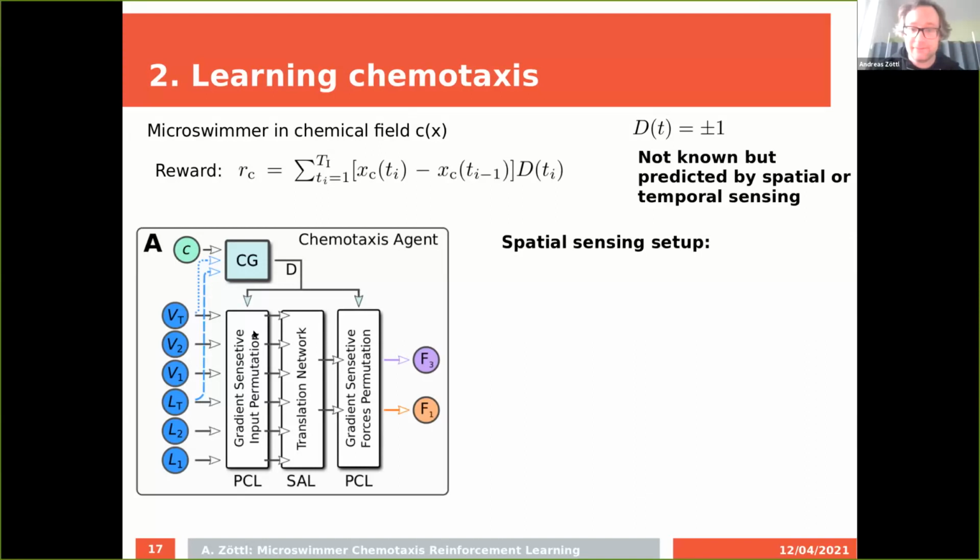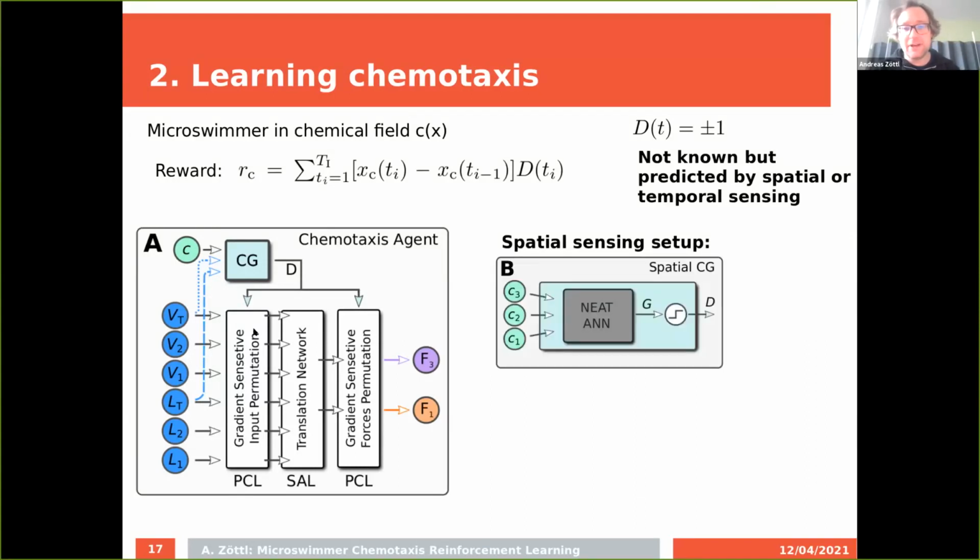So, for example, for the spatial sensing setup, we say, okay, the swimmer cannot measure the gradient, but it can measure the chemical field at the 3 bead positions. And then the NEAT algorithm has to find a policy to estimate the gradient D via this variable G.